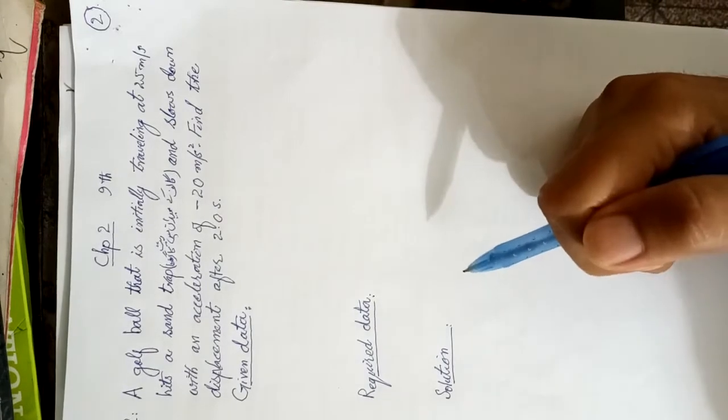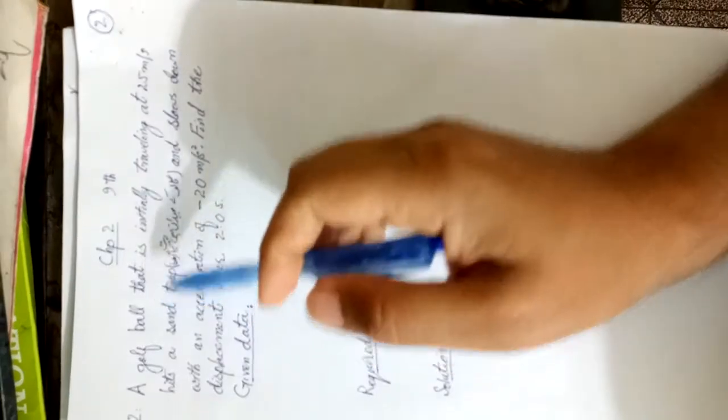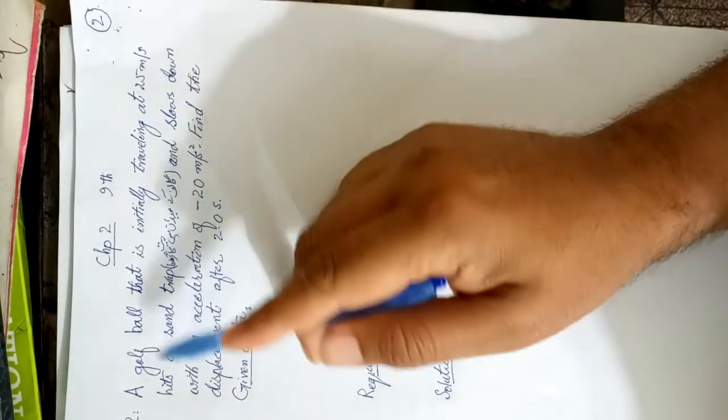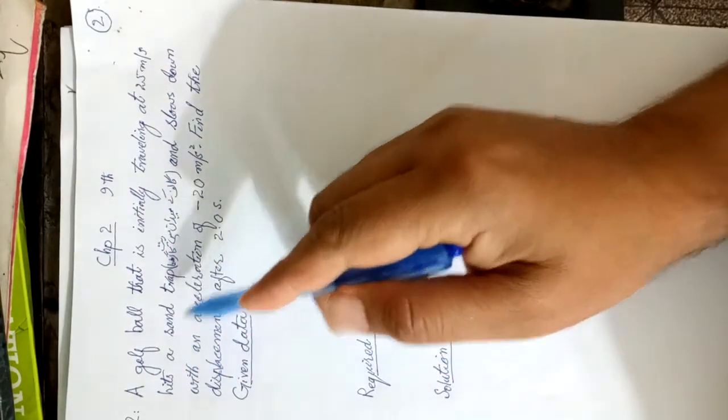Numerical number 2. A golf ball that is initially traveling at 25 meter per second velocity hits a sand trap.